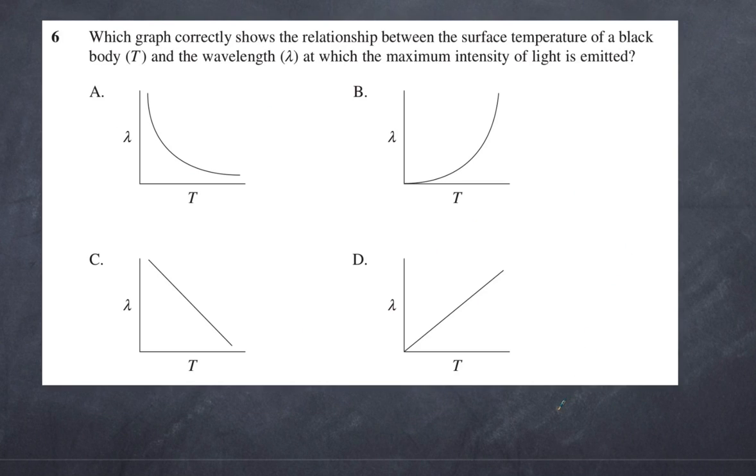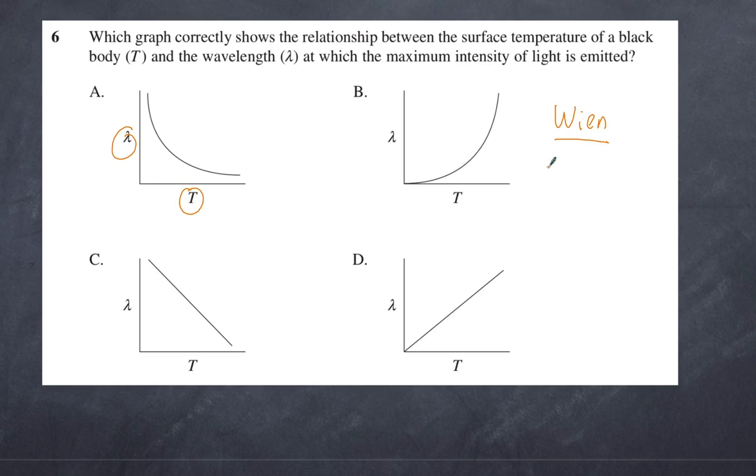Alright, now we start properly on the aspect of light. This question says a graph correctly shows the relationship between the surface temperature of a black body T and the wavelength lambda at which the maximum intensity of light is emitted. So we're looking really at a relationship between two variables here. Now all of this is related to Wien's Law.